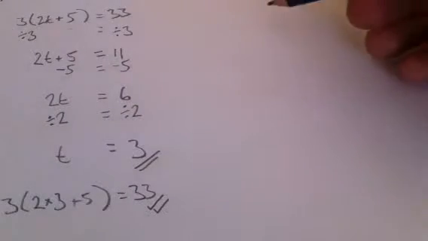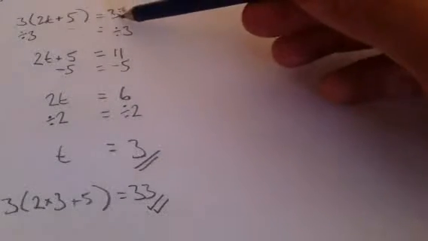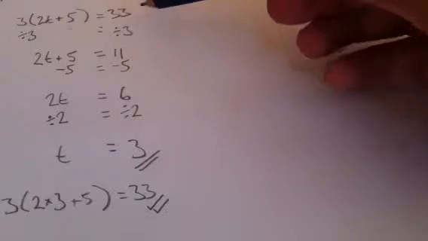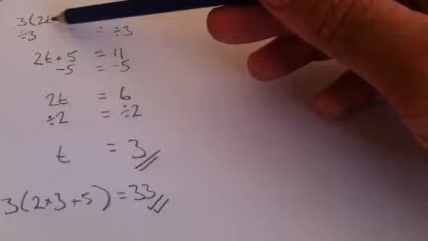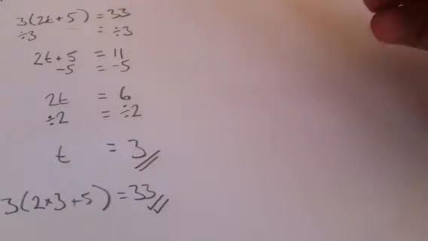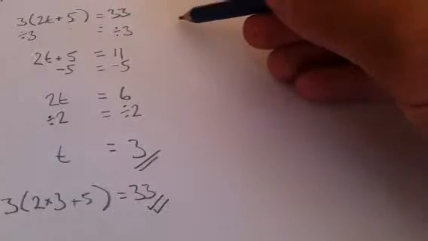Now, the less traditional, but the method I favour, is to look at how we achieved that 33 in the first place. So we look at the value of t and we say, well, what happens to that t first in order to get to my value of 33? Then we can look at how we solve that.